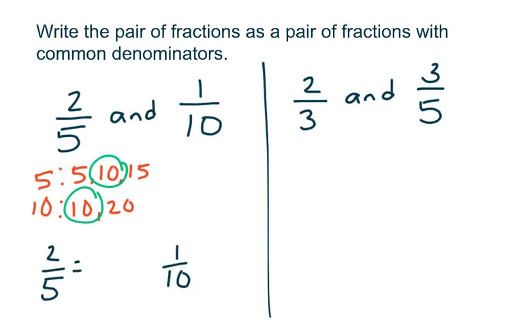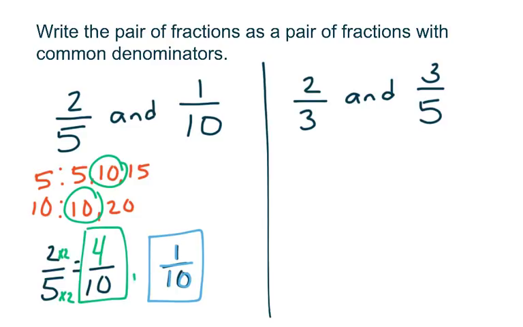Alright, so I found that for my first set of fractions that they have 10 in common. And then I noticed that, well, one of my fractions already has a 10 in my denominator, so this fraction 1/10 is already all set and ready to go. The only thing that I need to change is my other fraction. And in order to do that, all I have to do is multiply times 2. So I end up with 4/10, and there is my pair of fractions. Go ahead and do 2/3 and 3/5 if you have not already.